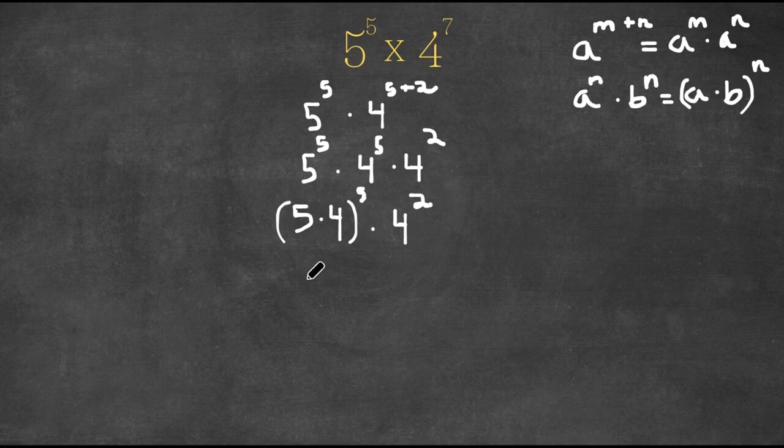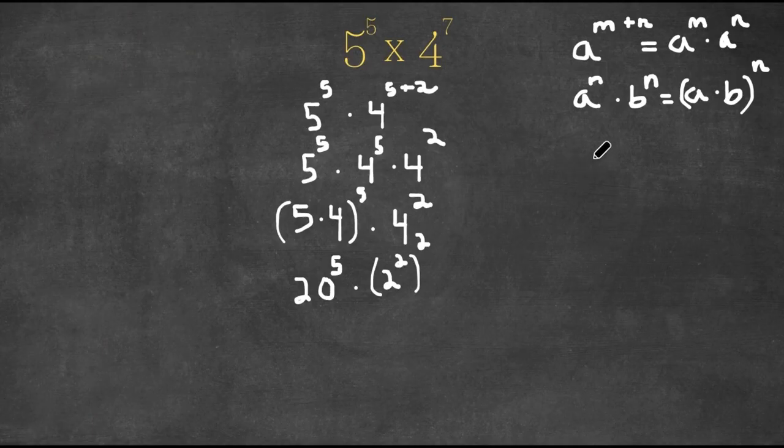Now 5 times 4 is 20, so now we have 20 to the power of 5 times 4 squared. Well, 4 is the same thing as 2 to the power of 2. So we have 2 to the power of 2 to the power of 2. So now we have 20 to the power of 5 times 2 to the power of 2 to the power of 2.